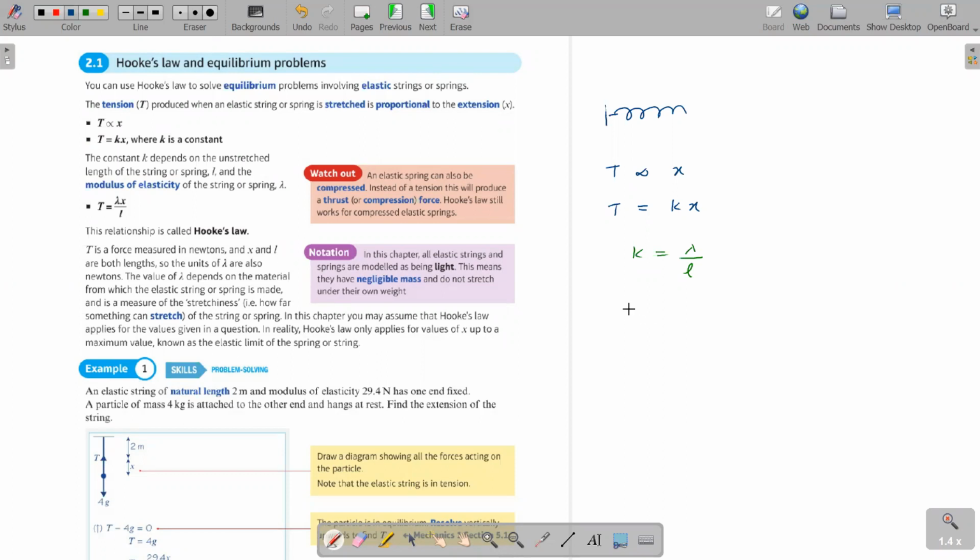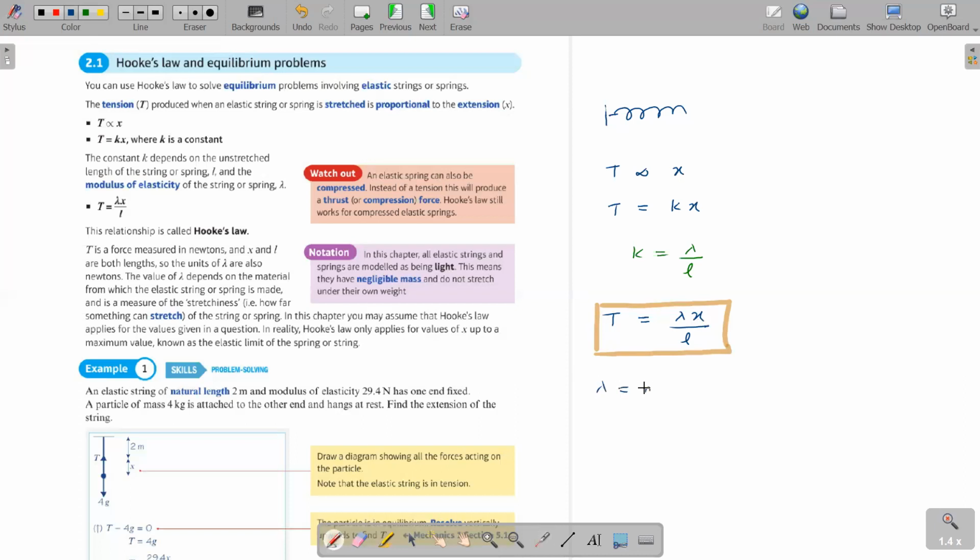At the end of the day, we create the equation tension equals lambda x over L, and this is the main equation that we will be using in this chapter. In this chapter and in chapter 3, we will mainly be working with this equation. Everywhere in the M3 book, not only in chapter 2 but also in chapter 3 and in some places in chapter 4, you will find elastic strings. Whenever you are working with elastic strings, you must use the tension produced, which is found by lambda x over L, and we'll write down what each symbol means.